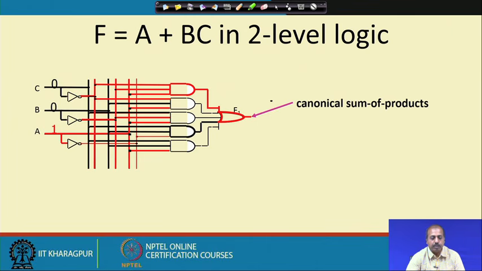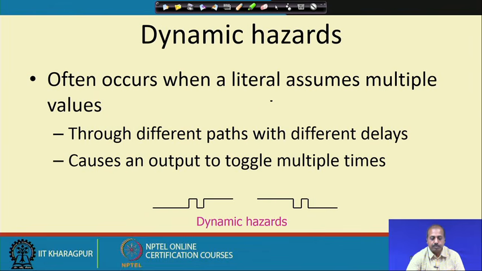Whenever it is red, it means it is going to logic 1, and wherever I am showing it by a black line, it means it is at logic 0. So, you follow that convention and trace through these diagrams, then you will find the creation of the glitches. On the other hand, these dynamic hazards occur when a literal assumes multiple values. So, through different paths with different delays, they have got different values and cause an output to toggle.